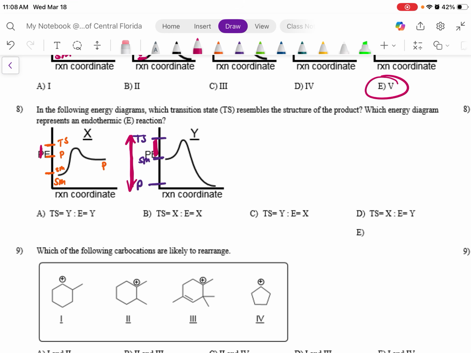Then the second part of the question, which energy diagram represents an endothermic reaction? That is when the product is higher in energy than the starting material, which is also X. So the correct answer then would have to be B.